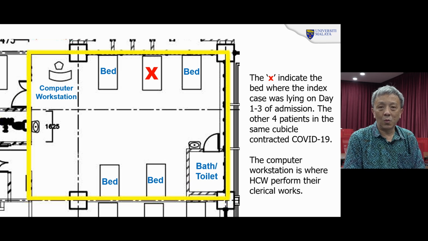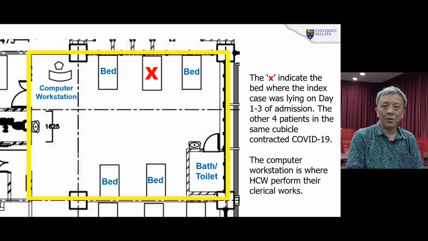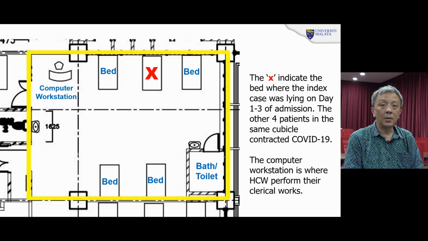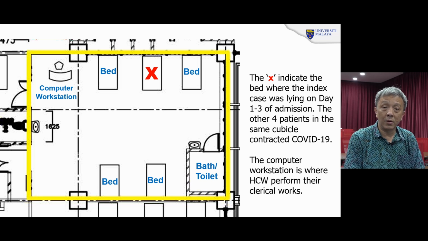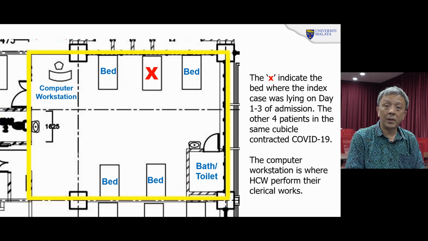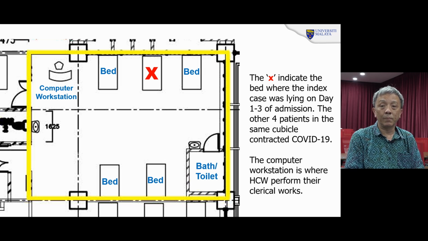You might want to ask me, there are only 5 beds, but you mentioned 6 patients. This is because a patient was discharged and readmitted, and new patients are admitted. So the patient was discharged, but they were still considered a contact because he was in the cubicle when the index case was there.